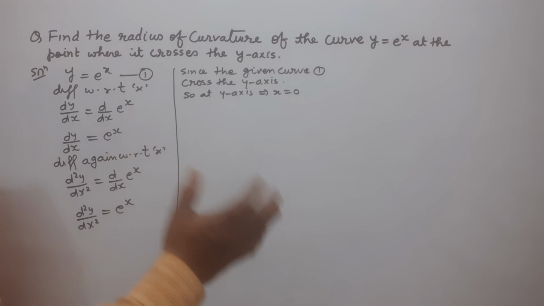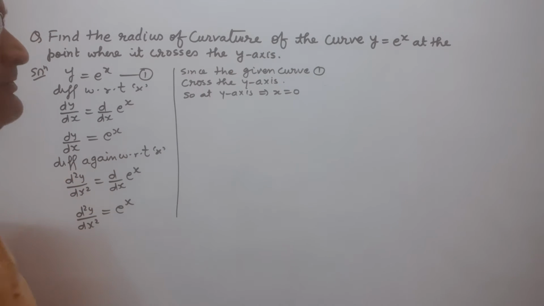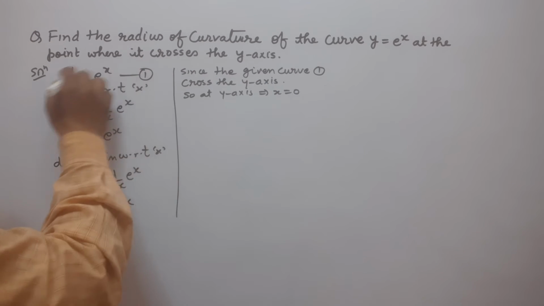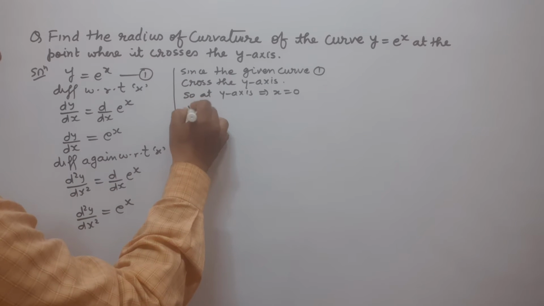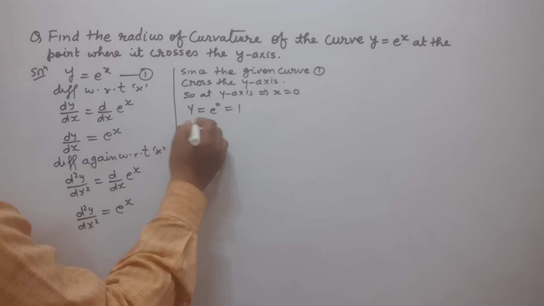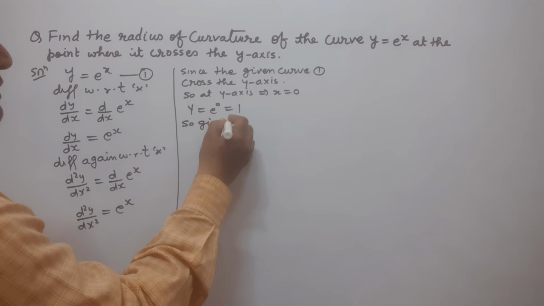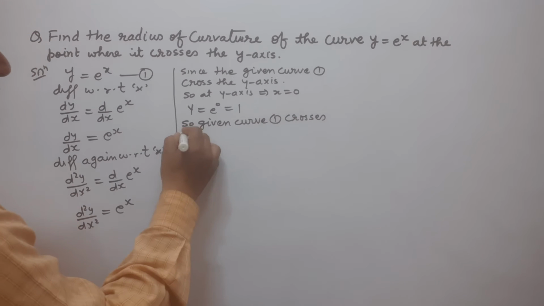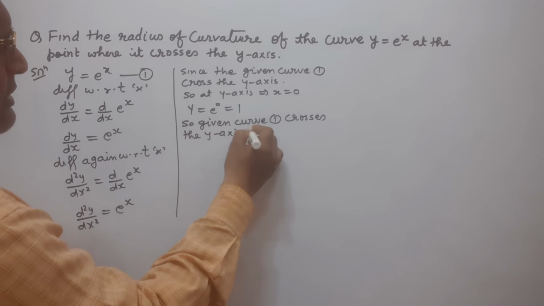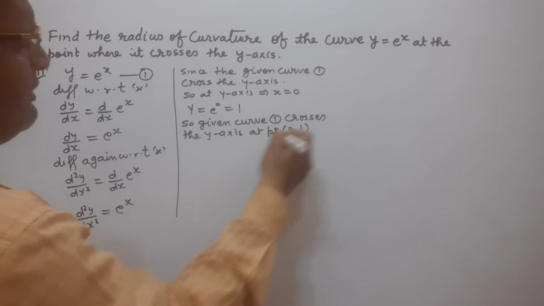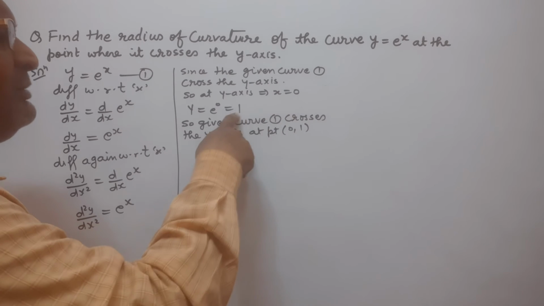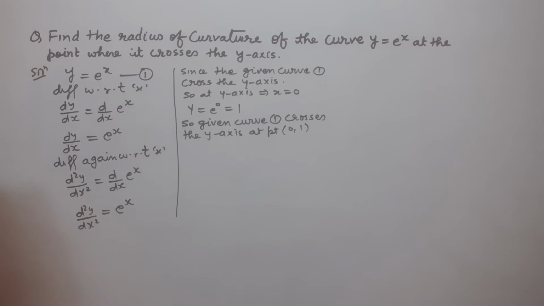Now we find out that point at which this curve crosses the y-axis. So at y-axis we know that x is equal to 0. So we put this here in equation 1. So we get here y is equal to e to the power 0, that is 1. So the given curve crosses the y-axis at point (0,1). आप देख सकते हैं यहाँ पर जो गिवन कर्व है वो y एक्सिस को 0,1 पॉइंट पर क्रॉस कर रहा है. Now we find out the radius of curvature.